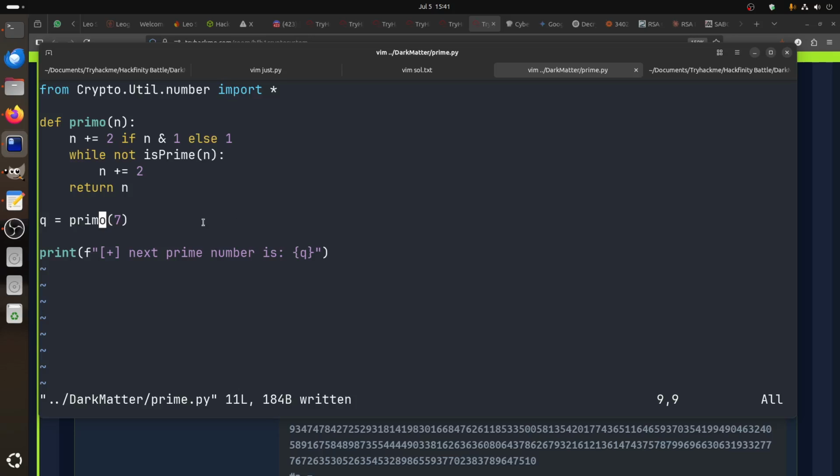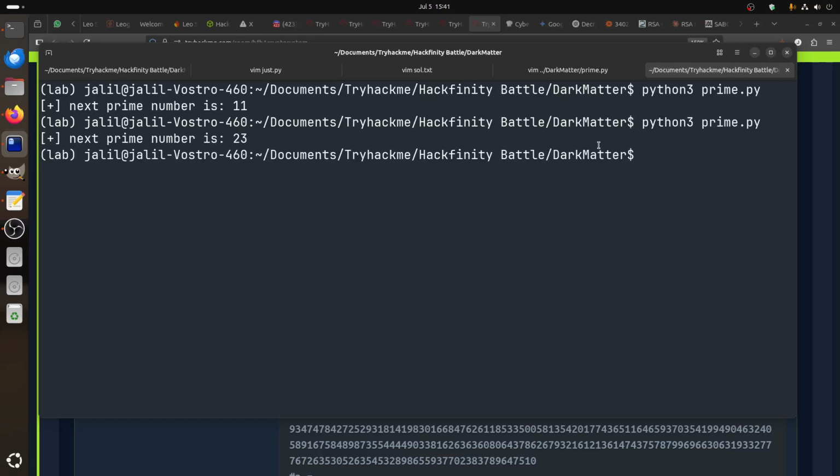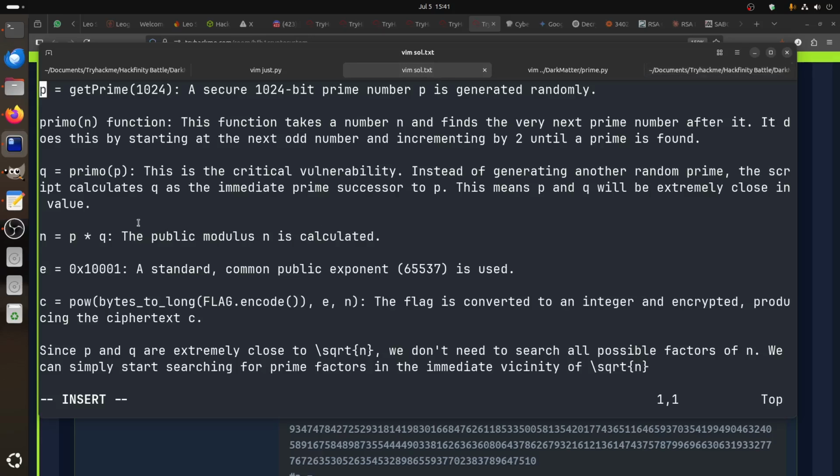Let's test it. For example, if I use another prime number, let's say 19, it doesn't do any kind of randomness, it just goes to the next one. You see, basically this is the flaw in this logic. In RSA you multiply these two, but because P and Q are next to each other, it means we can guess them. The public modulus n is calculated.